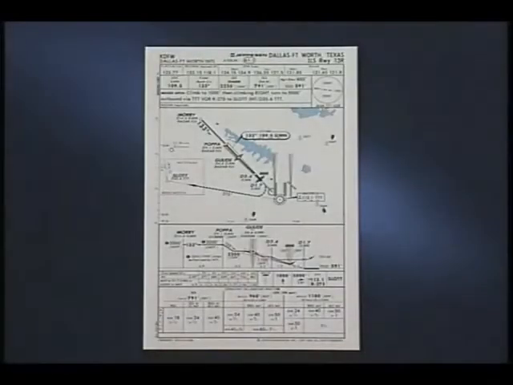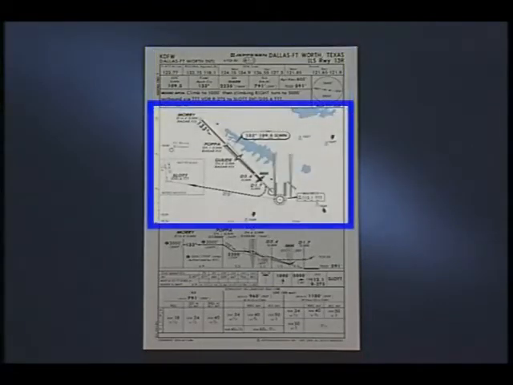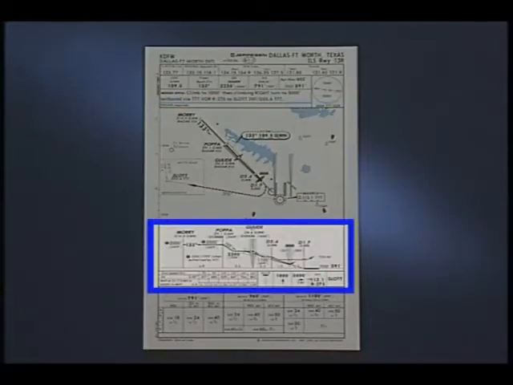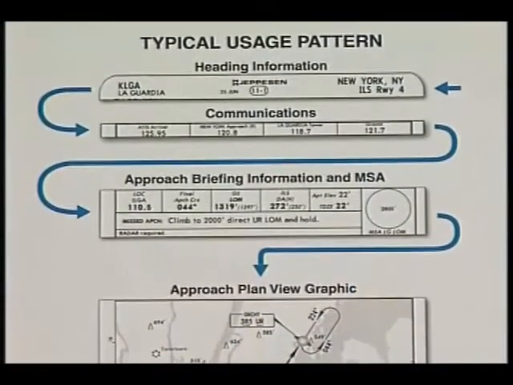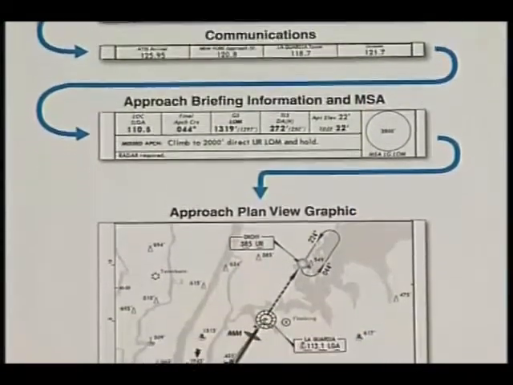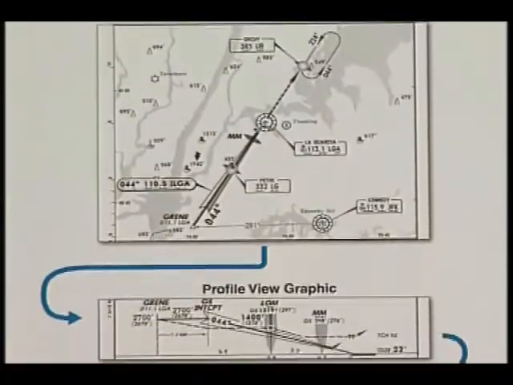The briefing strip approach chart format is divided into 4 sections: heading, plan view, profile view, and landing minimums. The information is arranged in a specific pattern based on how pilots review and use the chart data.